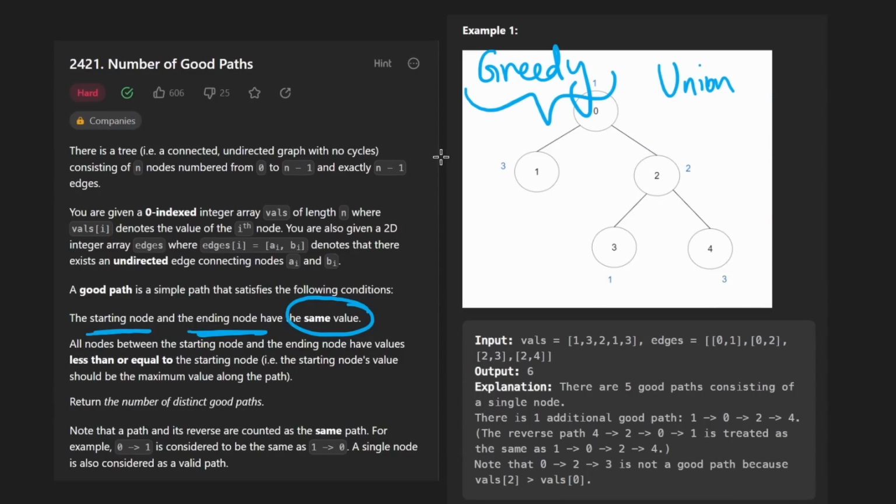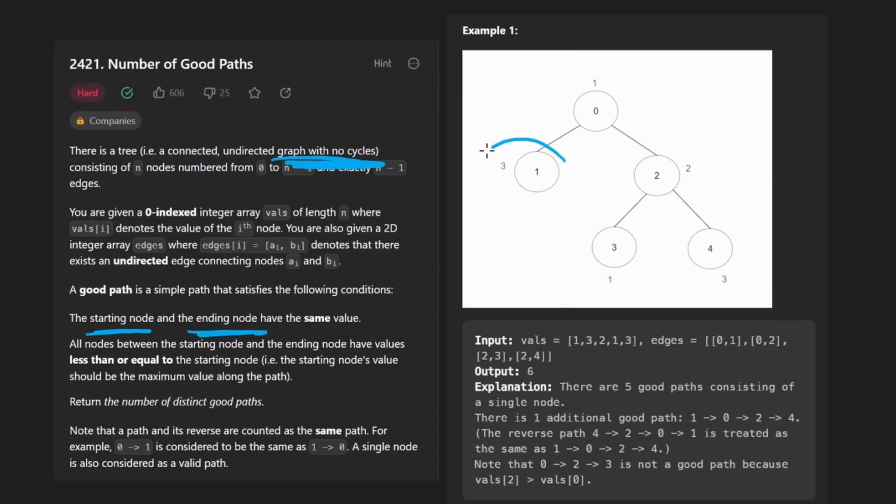Keep in mind that this graph does not have any cycles. So there's only going to be one unique path between nodes with duplicate values. There's only going to be one path connecting them. There's never going to be a second path like this because that would mean we have a cycle, and we can't have cycles in this graph. That's basically given to us. So how can we use this information to our advantage?